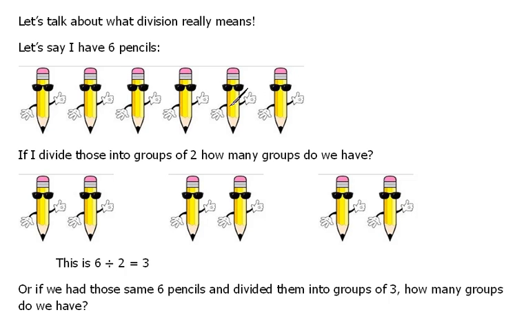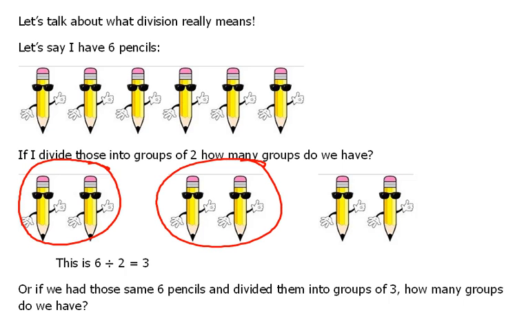Let's say that I want to divide those pencils up into groups that contain 2 pencils each. So here would be 2 pencils, and here would be 2 more, and here would be 2 more. Now that's all 6 of my pencils. There would be 3 groups of 2 pencils. That's because 6 divided by 2 is 3.